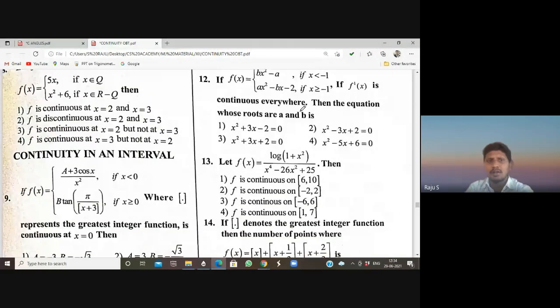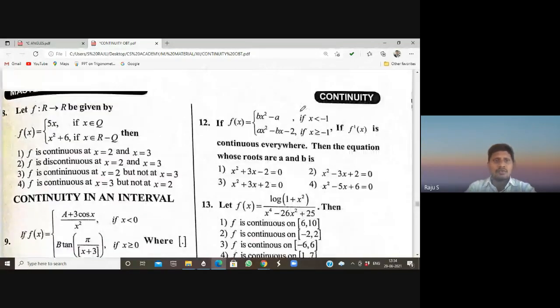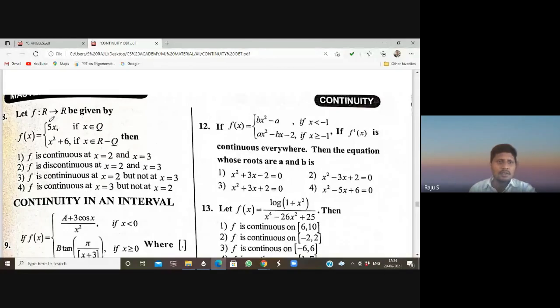Next, question number 8. Students, question number 8, I think it is very easy. Let's see here. The function is continuous at x equal to 2 and x equal to 3. Is it at a particular value they have given? Clearly x equal to 2 and x equal to 3. When x is equal to 2, will both be equal? What about both values when I substitute 2 here? Actually 2 does not belong to here.